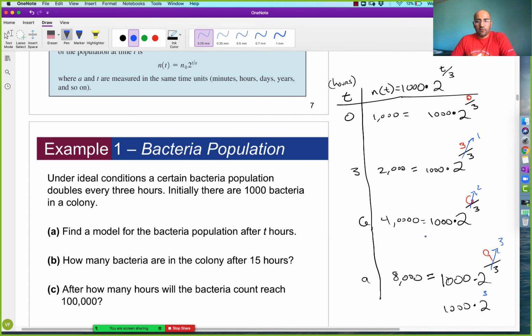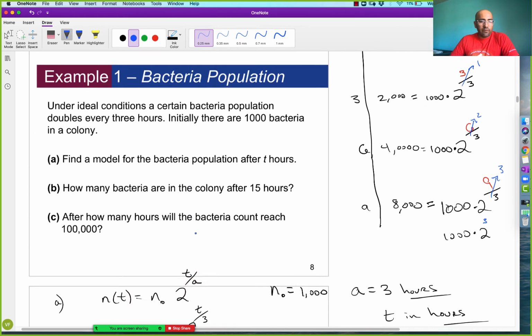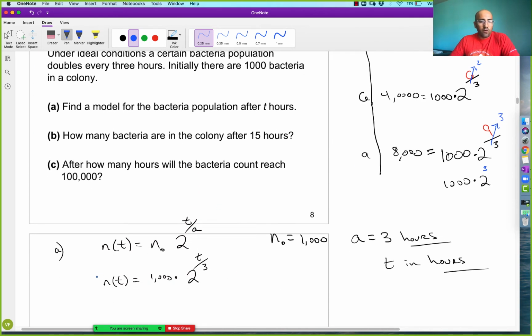Any questions so far? So far, this seems to be matching up with our intuitive idea of what it means for this bacteria to double every 3 hours. Good. Okay, so we found the answer to part A. We found the equation, we checked it, it all works out, we're happy with it. Here is our equation for part A.